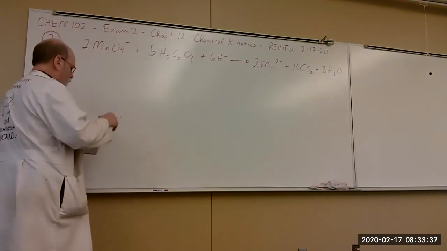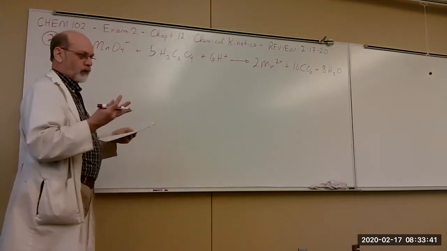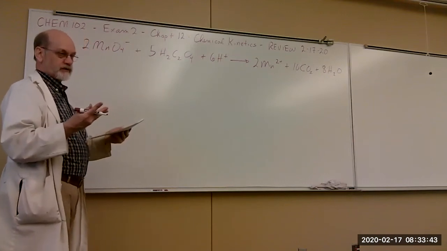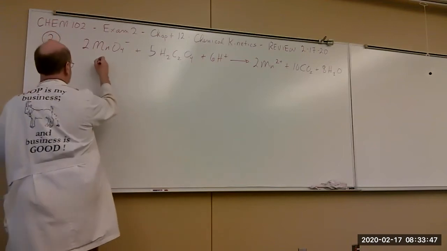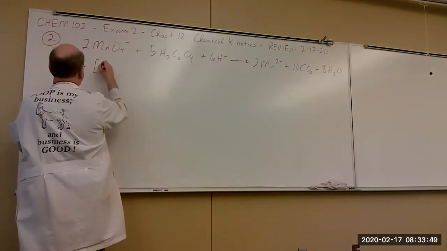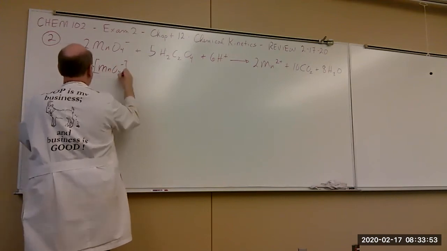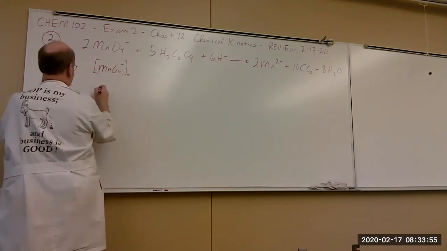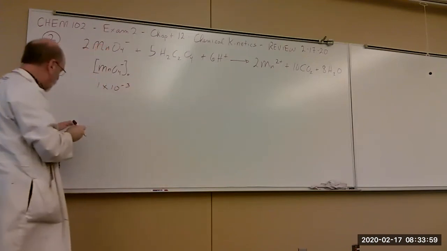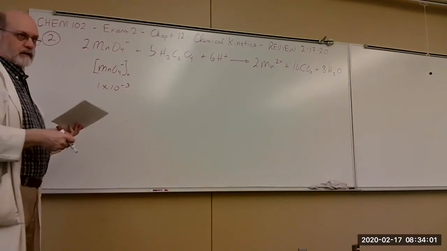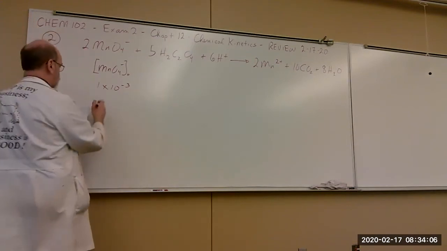So the authors have conducted 4 initial rate experiments, 4 separate experiments, and this is the data that they get from it. For an initial concentration of this one, 1 times 10 to the minus 3, and I don't say what it is, it's probably molar, but it really doesn't matter, not for our purposes.